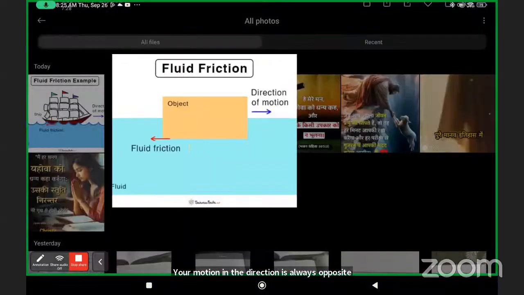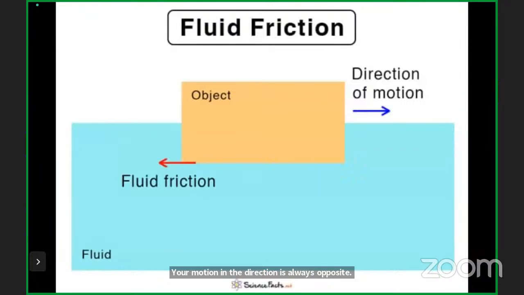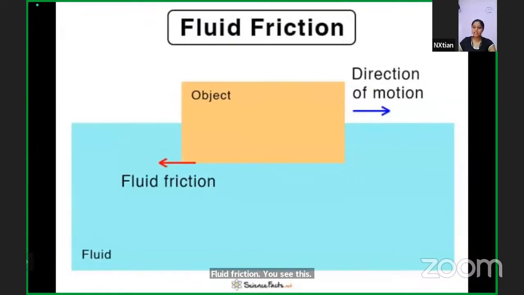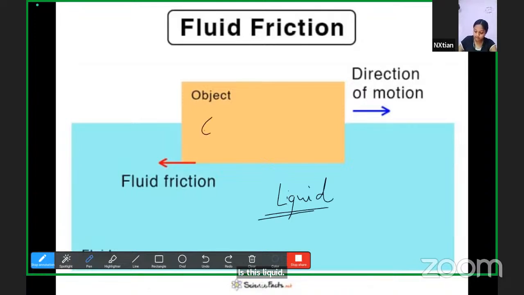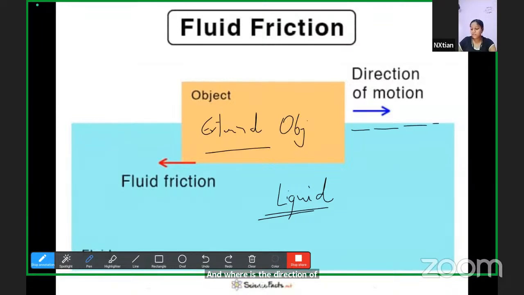Can you see this picture? Fluid friction. The blue part in this image is water, a liquid. And this is your external object. And where is the direction of motion? It is moving to this direction, to the right side.